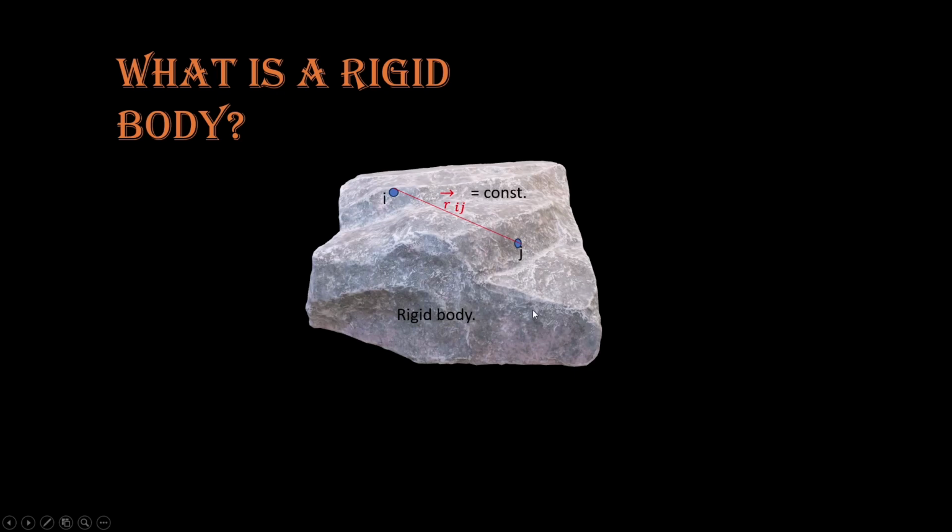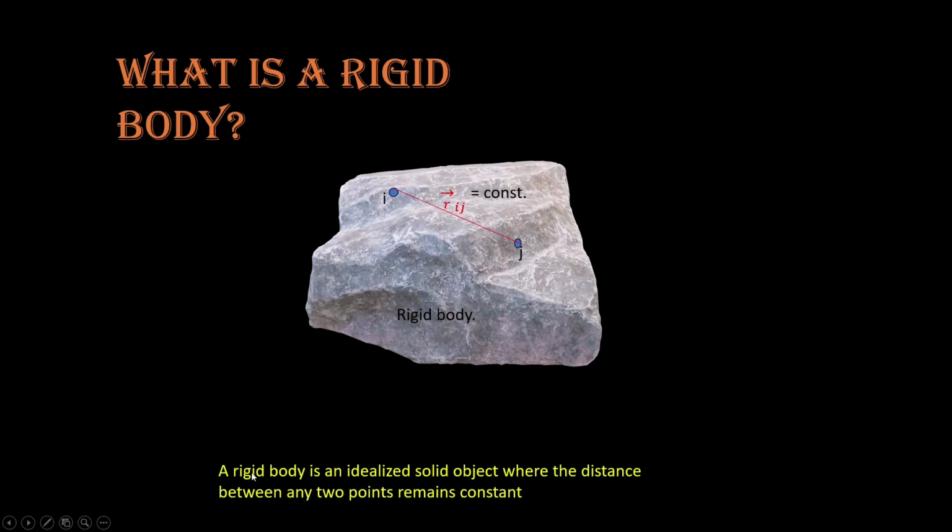If we apply force, or apply other external means, and the distance between two specific points does not change, then we term this a rigid body. So the definition we read: a rigid body is an idealized solid object where the distance between any two points remains constant.